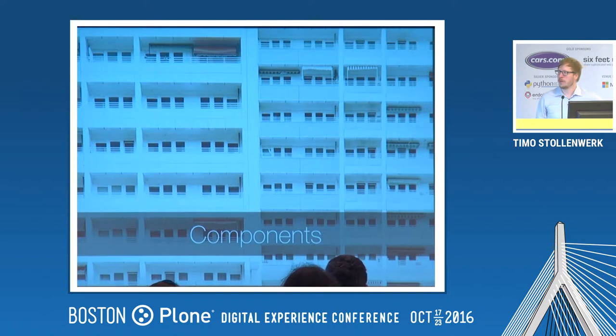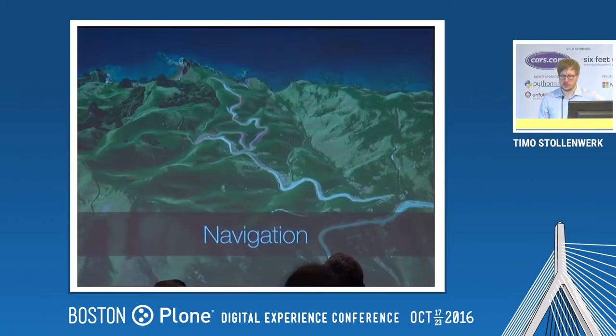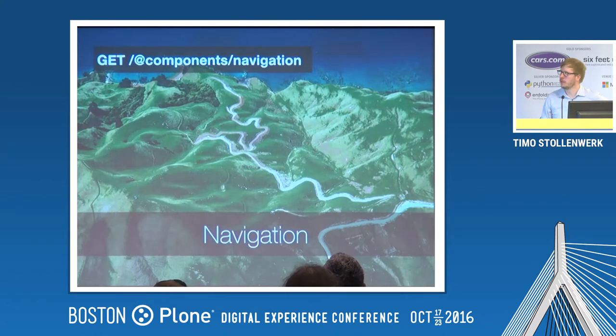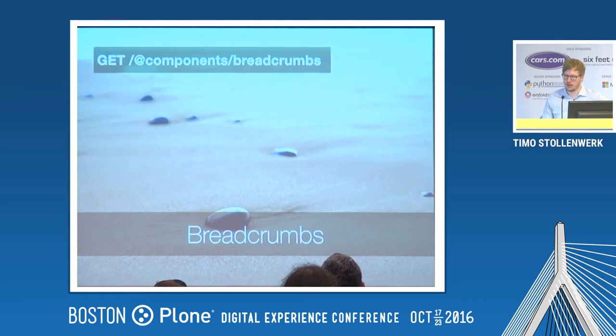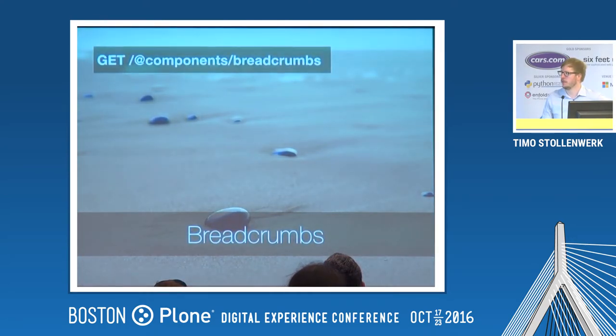Another thing that Plone REST API provides you is what we call components. Components are basically just objects or snippets on your page, right? Think of, for instance, a navigation or the breadcrumbs or other parts that you need to render a page. So far we have a navigation endpoint that gives you the portal navigation; what we have right now is the navigation portlet and the navigation bar breadcrumbs. Those are basically just really trivial endpoints that you query and then you can get that information.